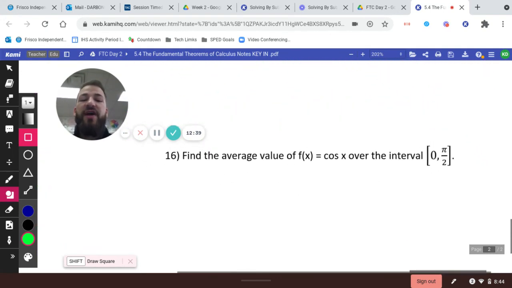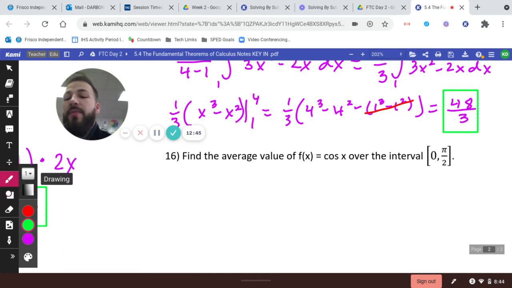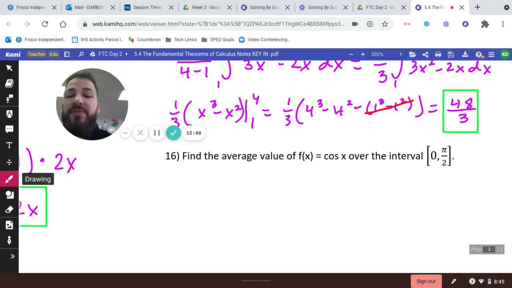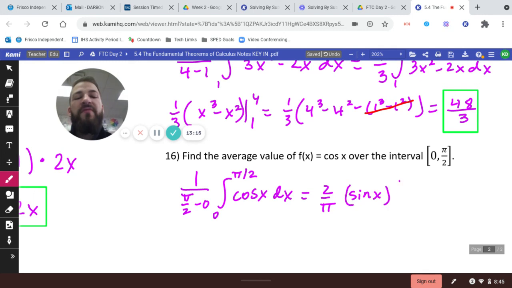Number 16: find the average value of f of x equals cosine of x over the interval 0 to pi over 2. Same thing, just with trig. So 1 over pi over 2 minus 0, times the integral from 0 to pi over 2 of cosine of x dx. Pi over 2 minus 0 is just pi over 2, and 1 over pi over 2 is the same as 2 over pi. So 2 over pi times the integral of cosine of x, which is sine of x, evaluating it from 0 to pi over 2.